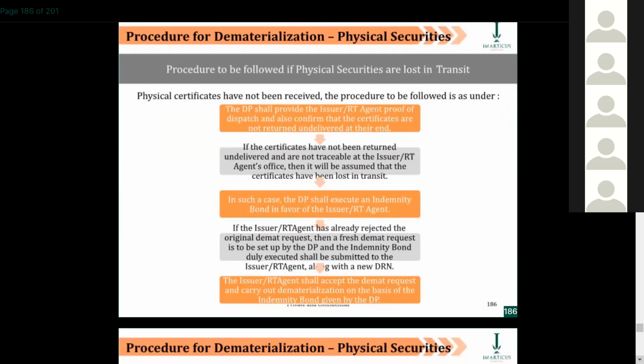Indemnity means in case the original certificates are traced, okay, and the company has incurred some loss, the surviving holder will have to make good that loss. That is the indemnity. Okay.